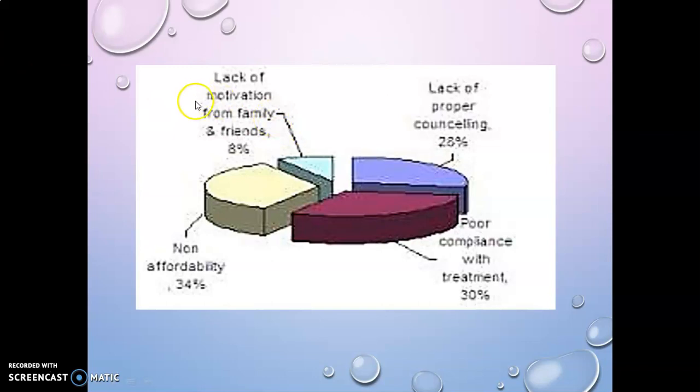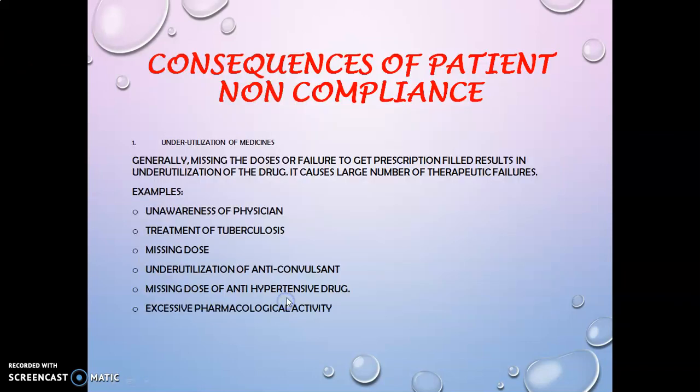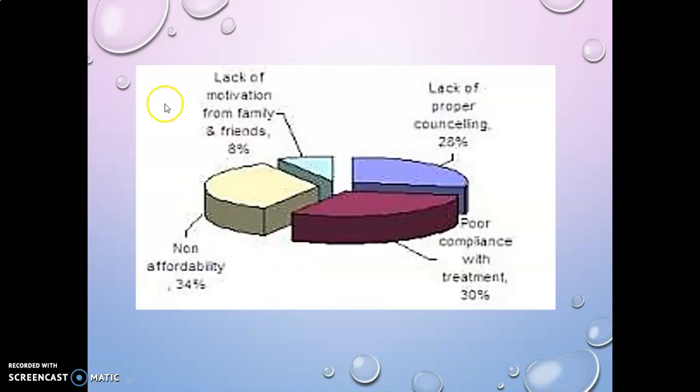So, this pie chart shows compliance, non-compliance. Lack of motivation from family and friends is 8%. Lack of proper counseling, 28%. Poor compliance with treatment is 30%, and non-affordability is 34%.